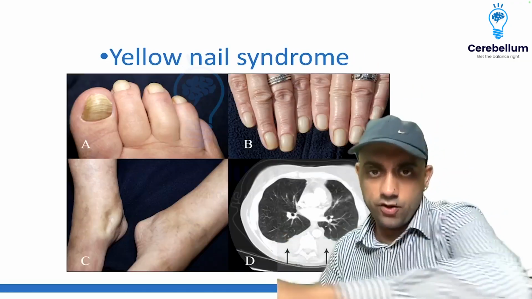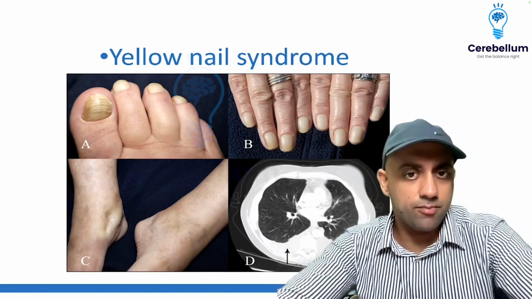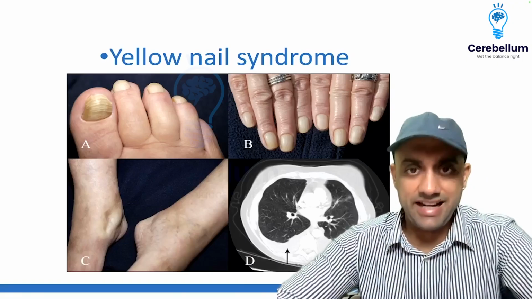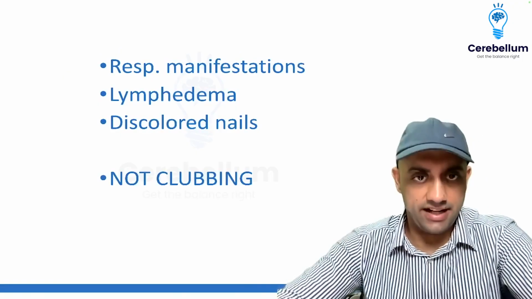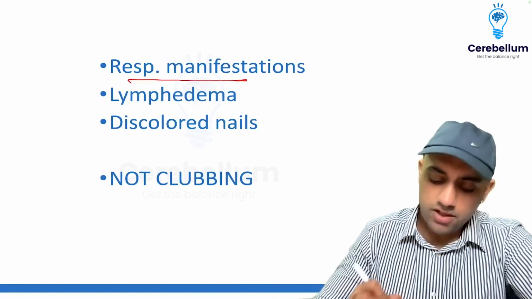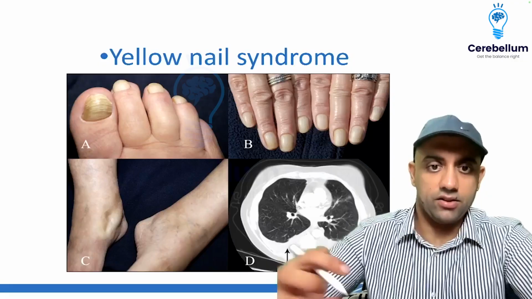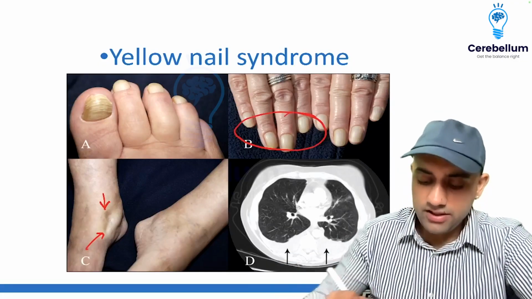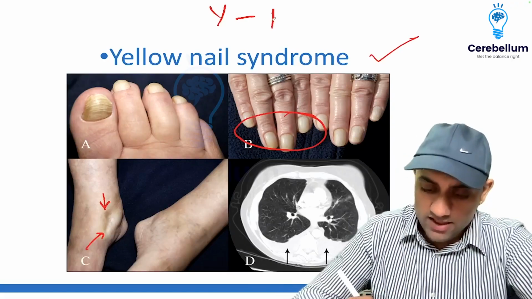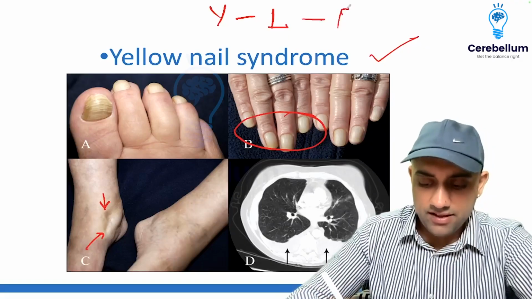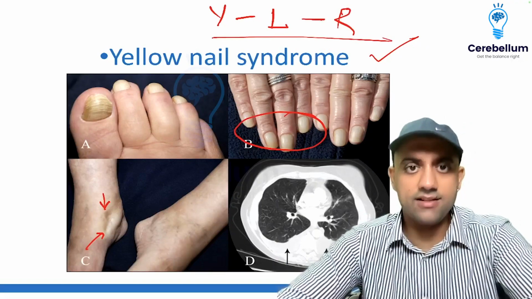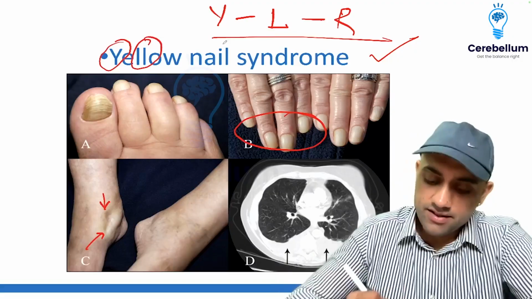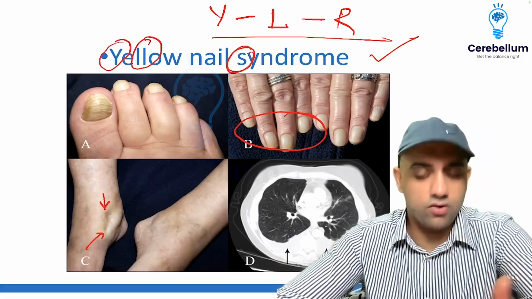Yellow nail syndrome: the patient will have, number 1, a respiratory problem known as bronchiectasis. Number 2, the patient will have discolored nails. So that's a yellow nail, so discolored nails. So respiratory problem, lymphedema, and discolored nails. This patient is having lymphedema, a pitting edema, and yellow nails. So yellow nails, then we have lymphedema, and then we have the respiratory problem: Y-L-R, yellow nails, lymphedema. Yellow for yellow nails, L for lymphedema, and we have the respiratory manifestation.